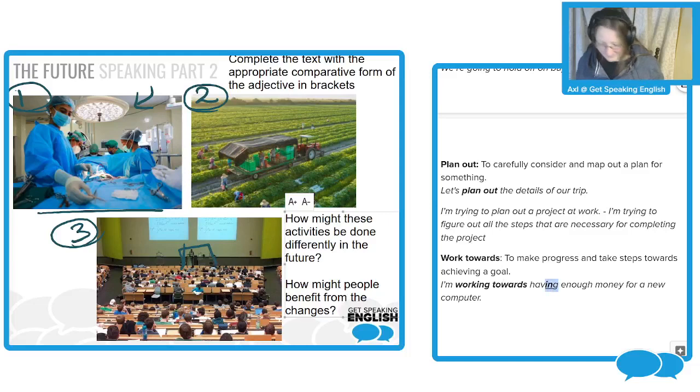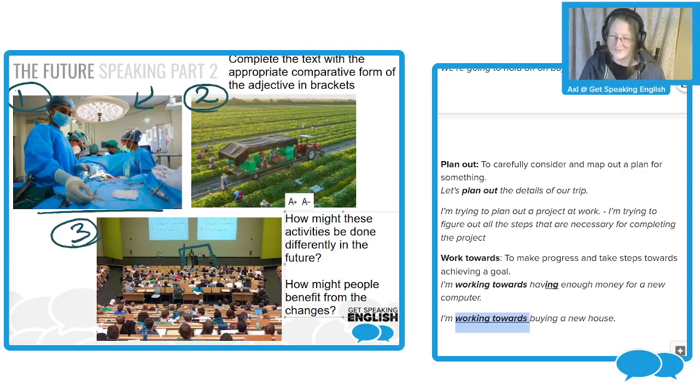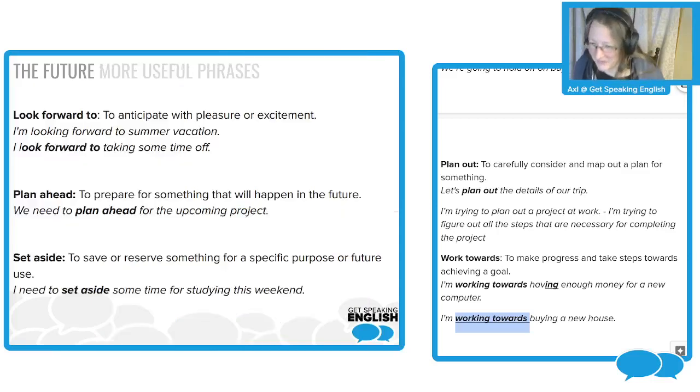I know there's lots of them that are prepositions that don't really look like prepositions, but this one counts as well. So I'm working towards having enough money for a new computer, or I'm working towards saving up for, working towards having money for a new house, or working towards buying a new house. There we go. Working towards doing something. It's always going to be. All right, great. So yeah, lots of helpful ways that we can talk about the future, plan for the future. It's very exciting talking about the future.